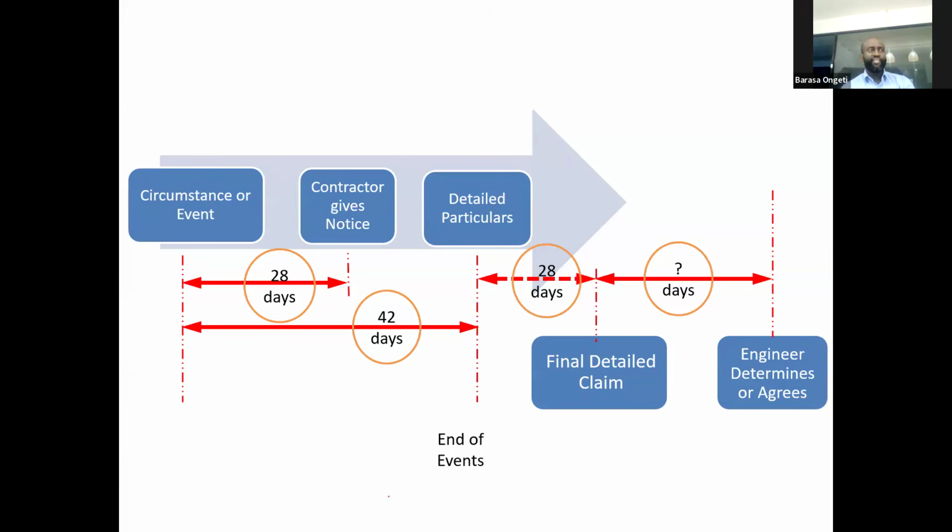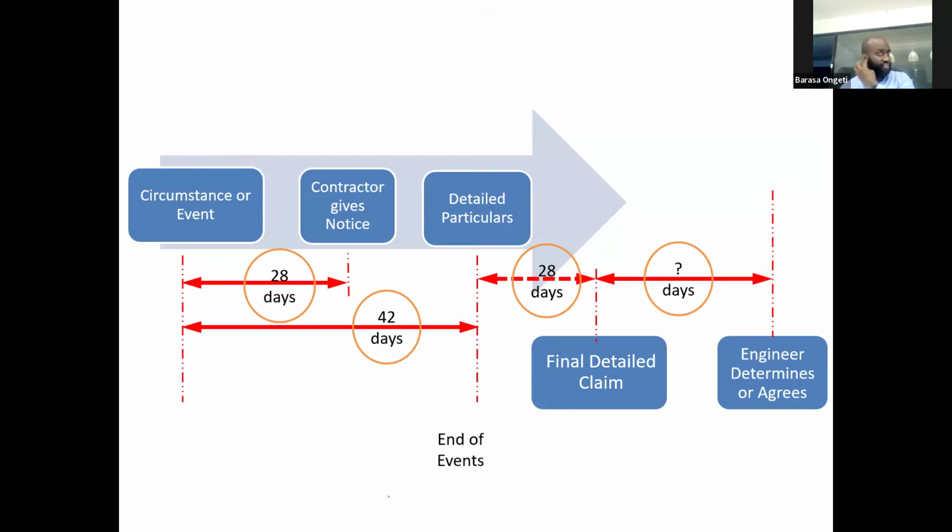So within 28 days of that circumstance or an event, you must give what is called a notice, capital N. When you give a notice, you inform the employer that I have been instructed by your engineer to pause construction between chain edge 1.1 to chain edge 1.6, and this shall invariably delay my time for completion.